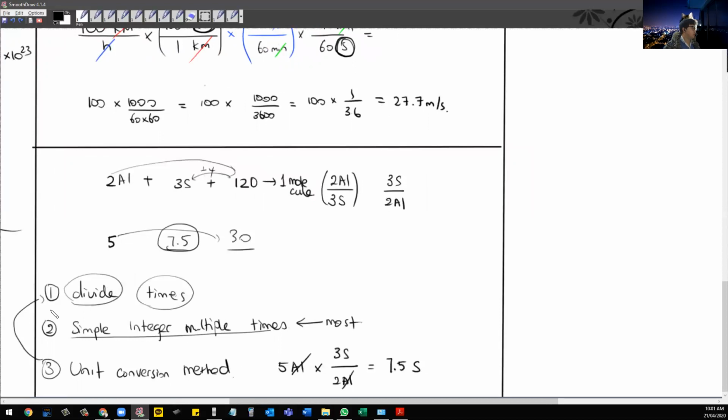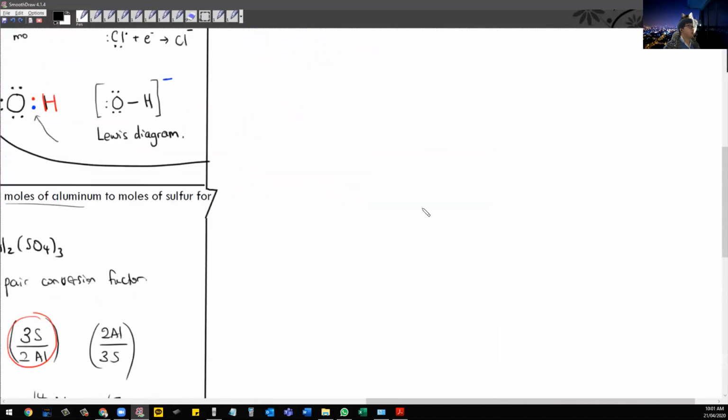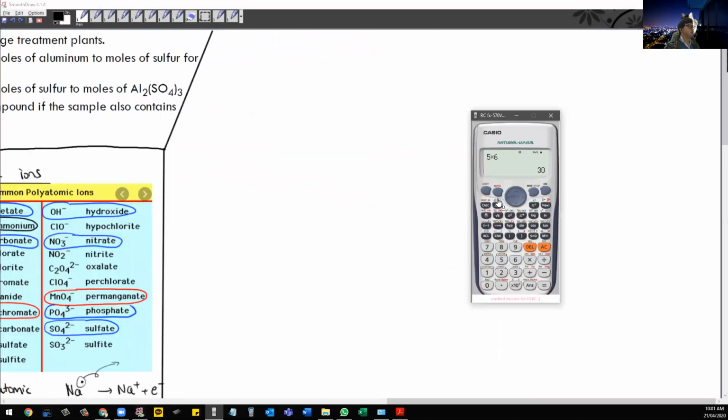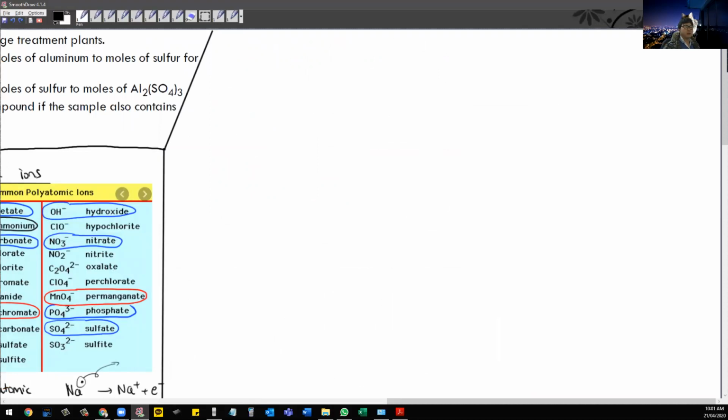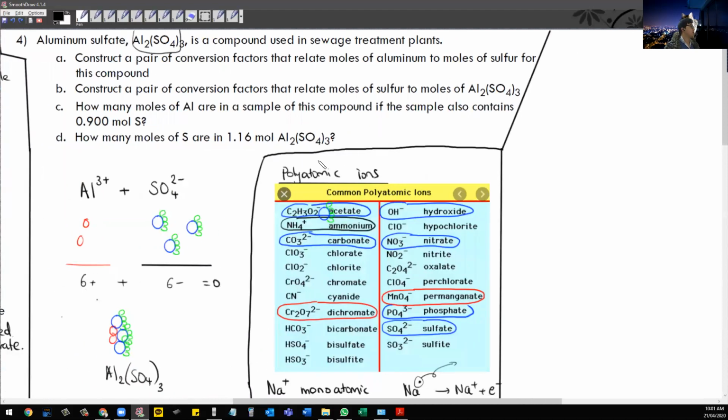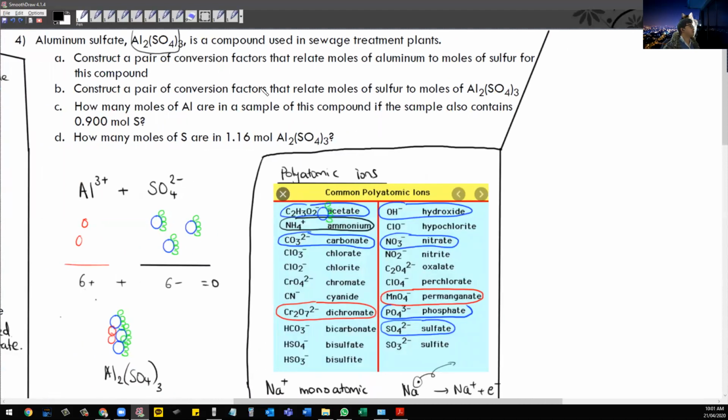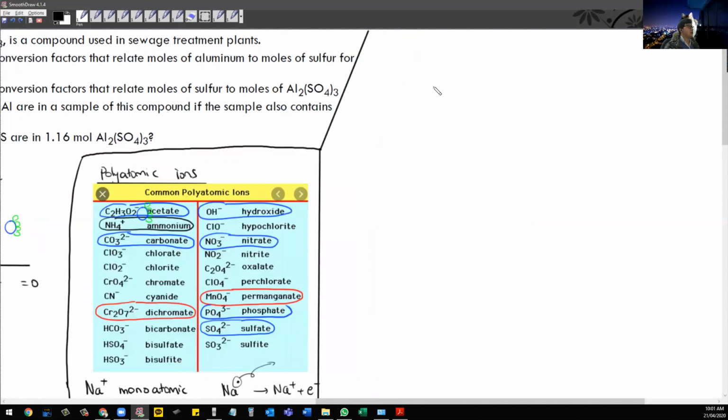So we just looked at 3 ways. Now moving on to the next question. Oh yeah, we still didn't do this question. Okay, so here, I'm gonna write the equation again. So 2Al plus 3 sulfur, 12 oxygen, give you Al2(SO4)3. So the ratio is 2, 3, 12, 1.